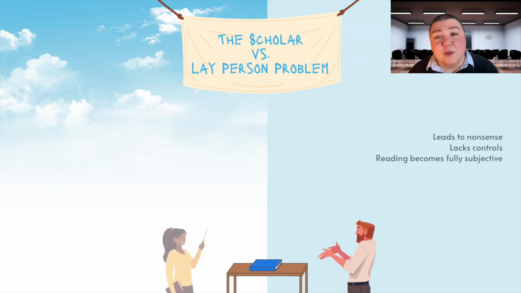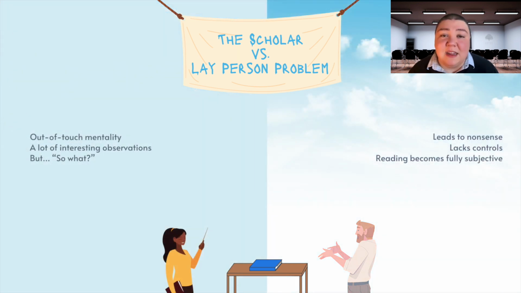If you only do the first, it leads to so much nonsense because it lacks any controls. The reading becomes fully subjective. And if you only do the latter, it leads to an out-of-touch mentality. Yes, it's very interesting that this text was written in a hut made of cow dung, but so what?